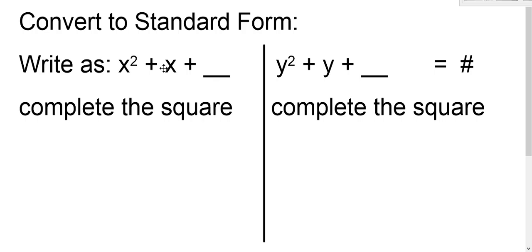So again, that's x squared plus x blank, and then y squared plus y and a blank. Complete the square on both sides, and then just finish getting to standard form.